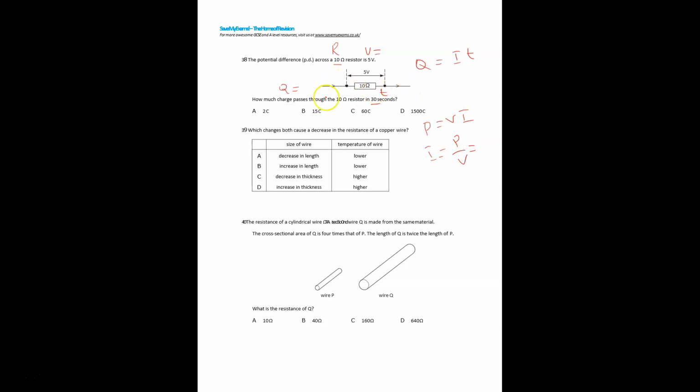What is power? Where is power? Power is not given. So you can use another formula, that is V is equal to IR. I is equal to V over R. What is V? Voltage is 5. And what is the resistance? Resistance is 10. So the answer is 0.5 ampere. Now you can substitute. Current we found using Ohm's law, and the time is here, 30. You multiply and find the answer.